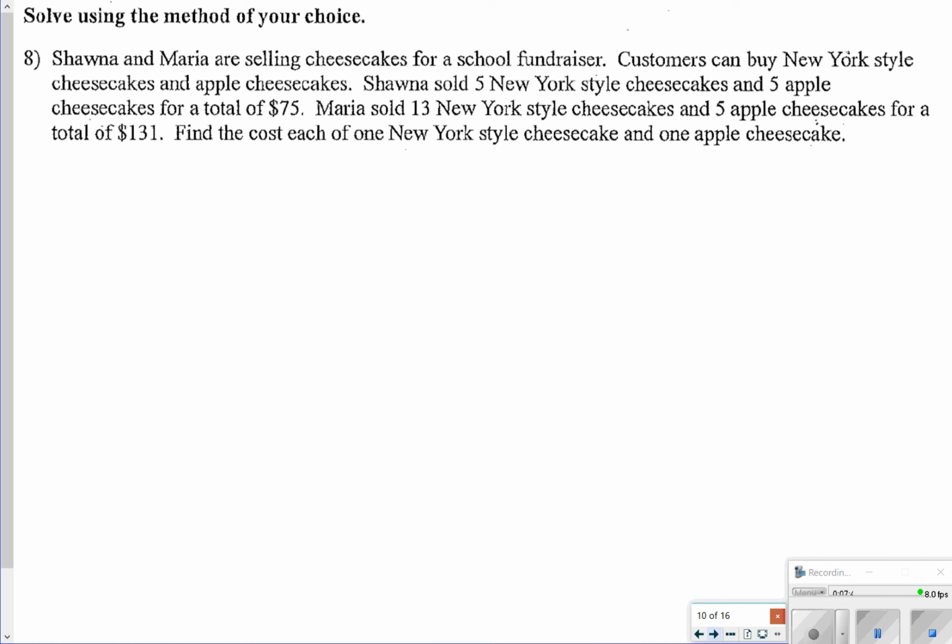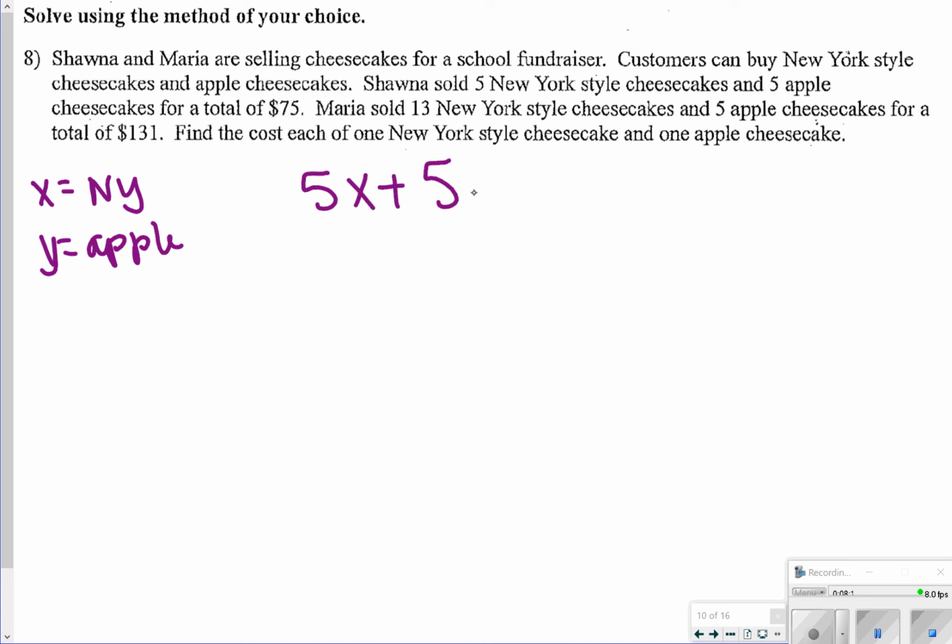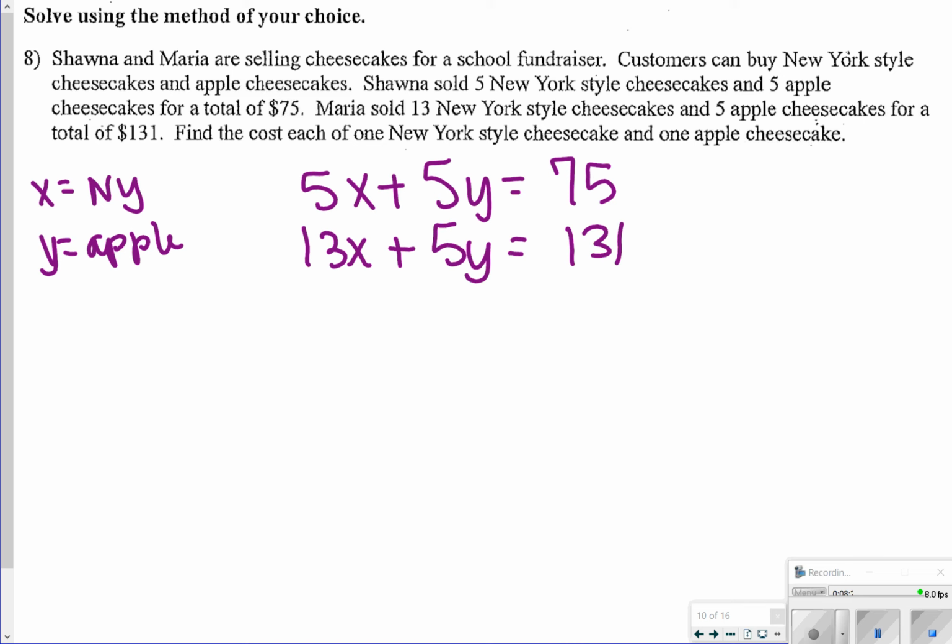Shauna and Maria are selling cheesecakes for a school fundraiser. Customers buy New York style cheesecakes and apple cheesecake. Shauna sold 5 New York style and 5 apple cheesecake for a total of $75. So I'm going to say x is equal to New York and y is equal to apple. So Shauna sold 5 New York, so 5x for her, and 5 apple, so 5y is equal to 75. Maria sold 13 New York, so 13x, and another 5 apple for a total of 131. Find the cost of each one.